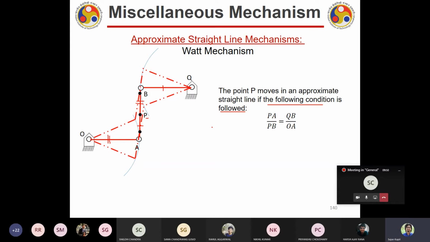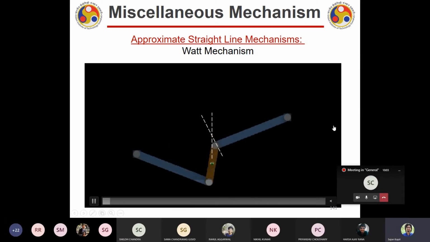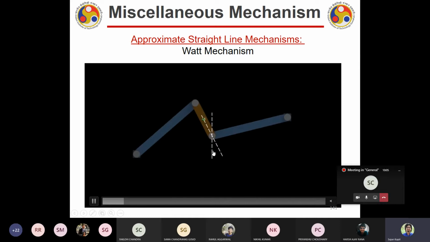Okay, so wait a minute, let me note it down. Yeah, you can see this video, and here you can see how this point can move in an approximate straight line in different paths while going down and while going up.